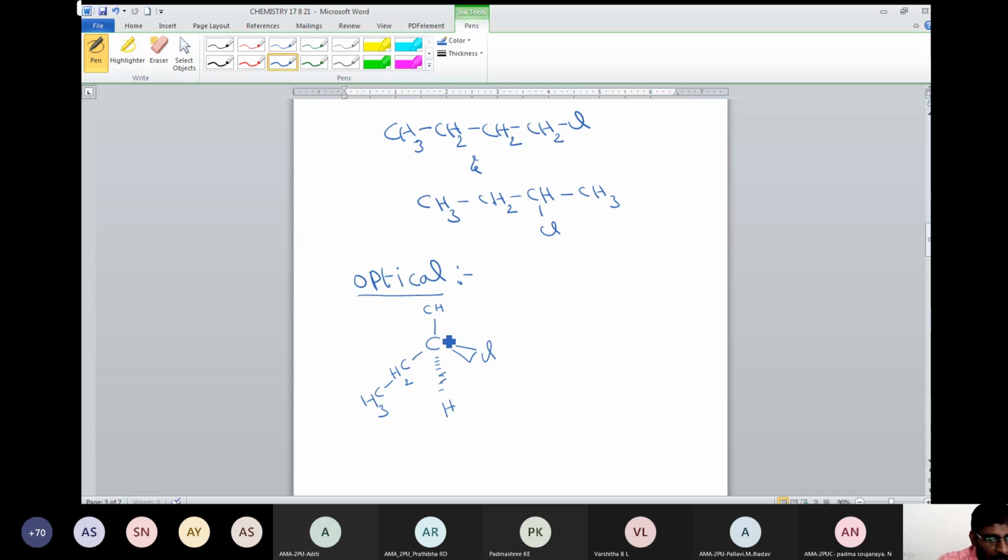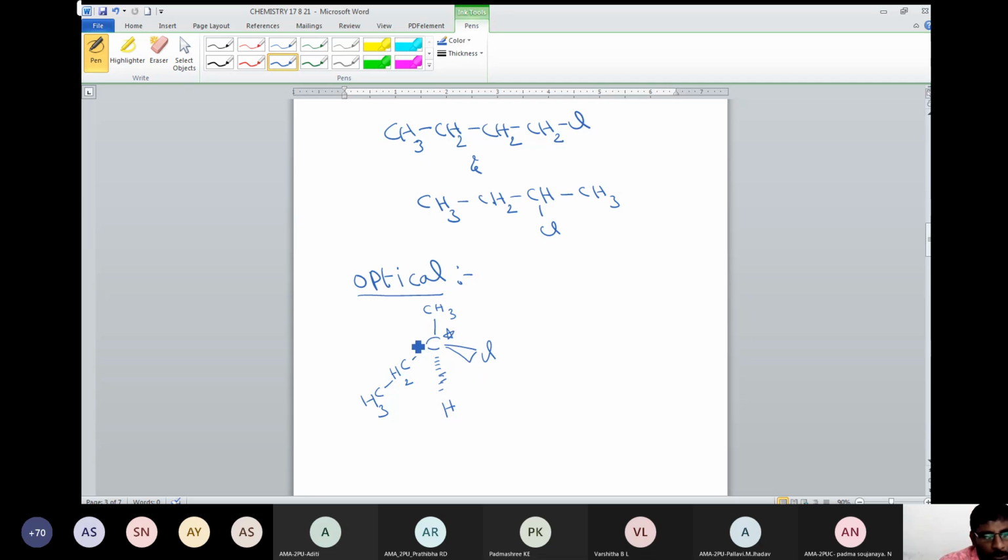See this central carbon. Is the central carbon a chiral carbon or not? Above contains a CH3 group. This side chlorine, below hydrogen. This side CH3, CH2 group. So all are different. This is a haloalkane molecule. So when all are different, it will exhibit optical isomerism. Since the carbon is a chiral carbon with 4 different substituents, it shows optical isomerism. What is optical isomerism? These are non-superimposable mirror image molecules.